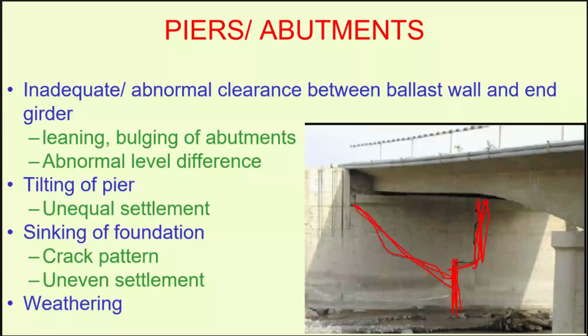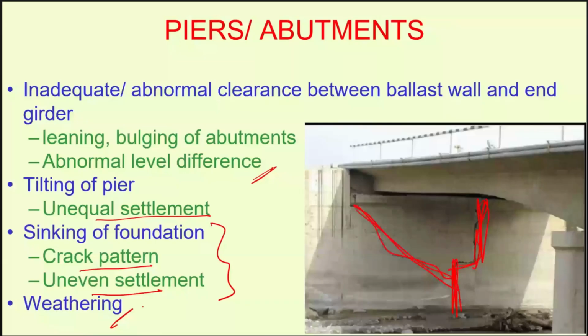Leaning and bulging of abutment, we'll see some other examples. Then abnormal level difference, one end against the other end; how can it happen? All this tells whether your substructure is stable or leaning to one side. Then tilting due to unequal settlement, sinking of foundation, crack patterns, and whether there are signs of uneven settlement. Also check the weathering, the action of climatic or natural forces on the bridge material.